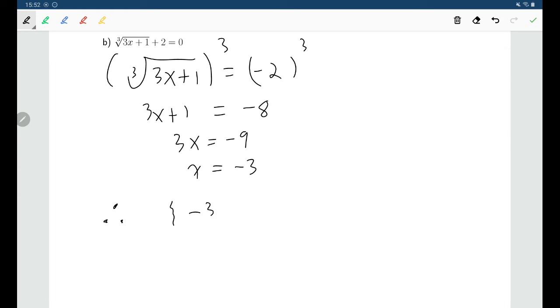But I don't have to do my checking of the solutions for this one because, again, we didn't raise both sides of the equation to an even power. We raised both sides to an odd power.